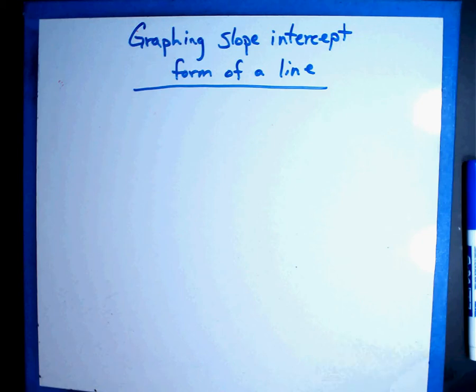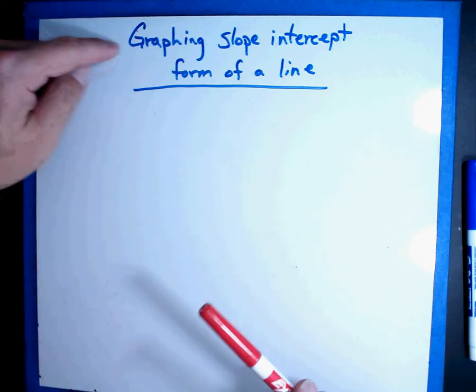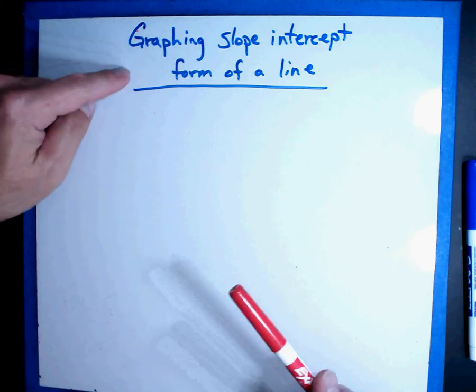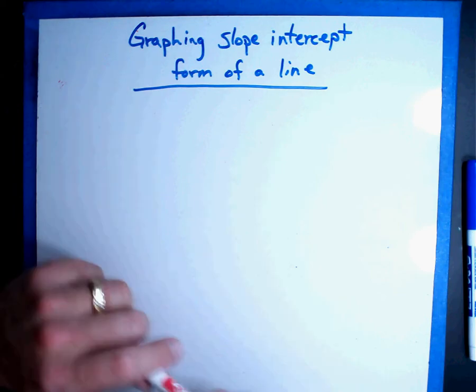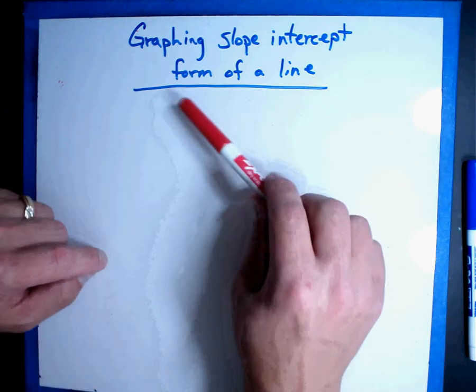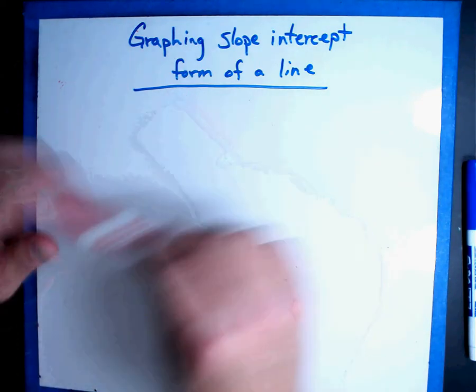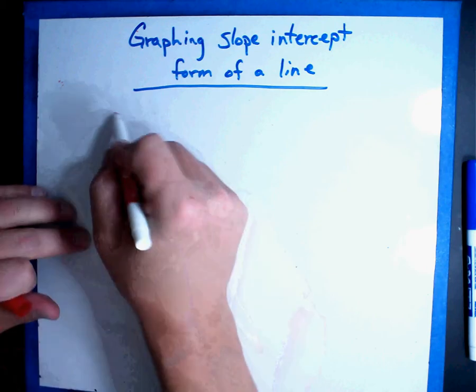Alright, in this video we're going to be graphing the slope-intercept form of a line. Now that may sound real complex, but it's really not too hard. This step is related to what we did in the last video. Let me give you an example of what I mean.